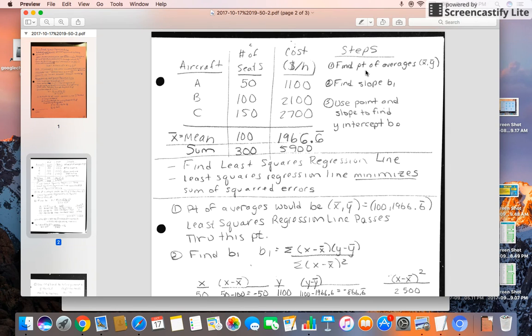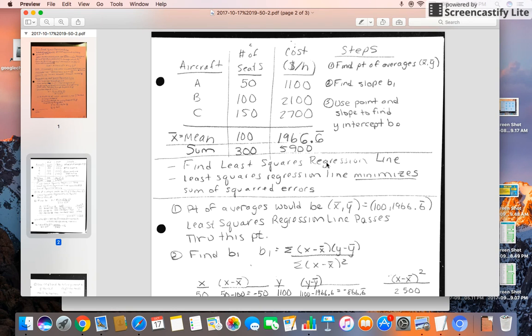First, you have to find the point of averages. So we're going to find the average of this column and the average of this column. This will be X bar, this will be Y bar. Then we're going to use the given equation down here to find the slope B1. And then once we know a point XY and the slope, just like in point slope form, we'll be able to find the y-intercept.